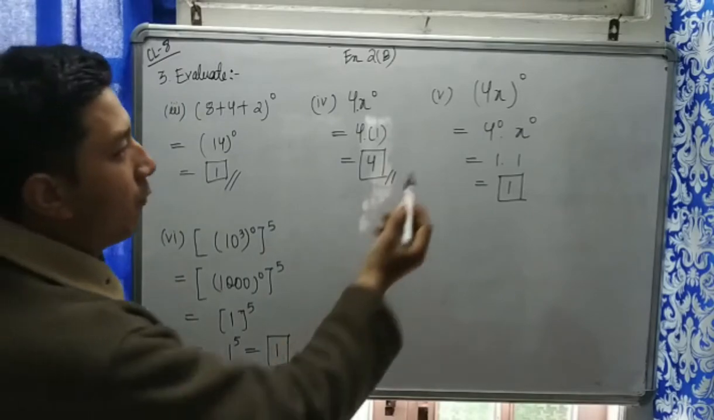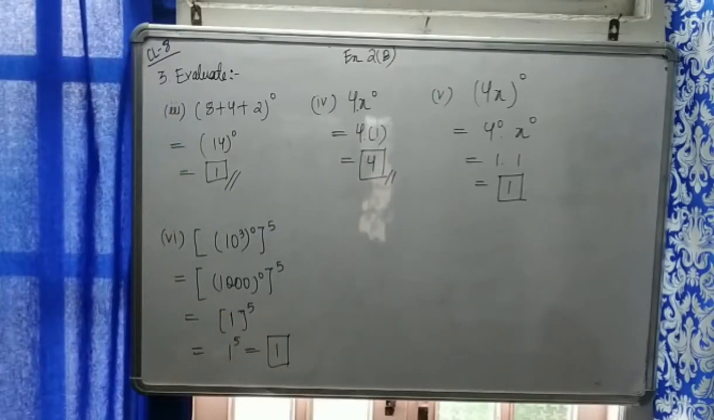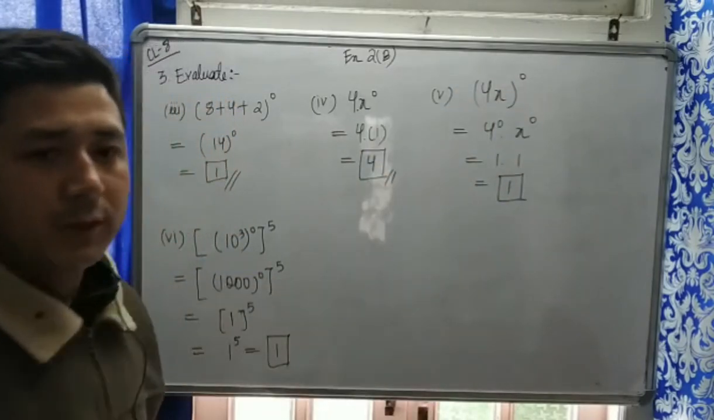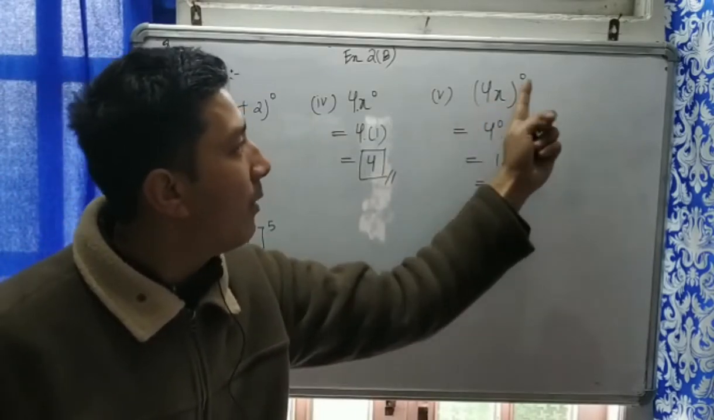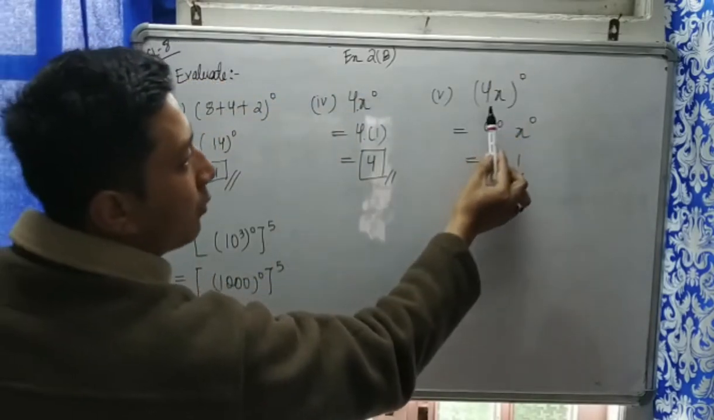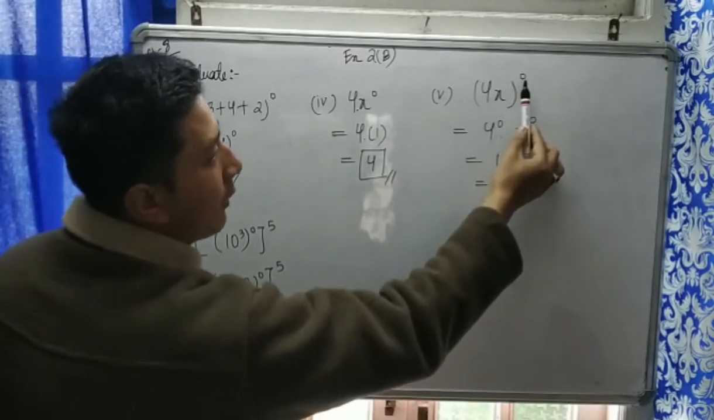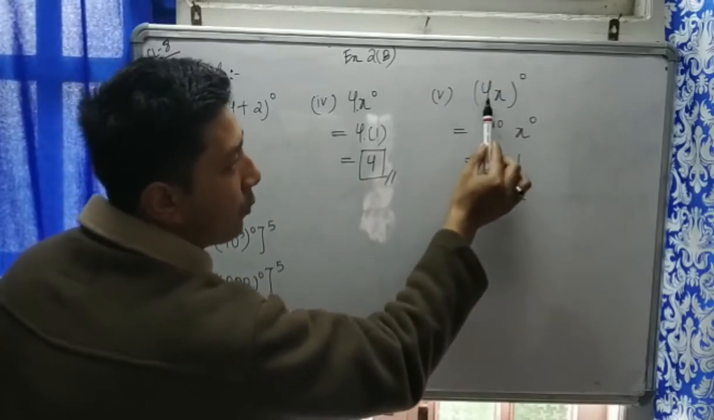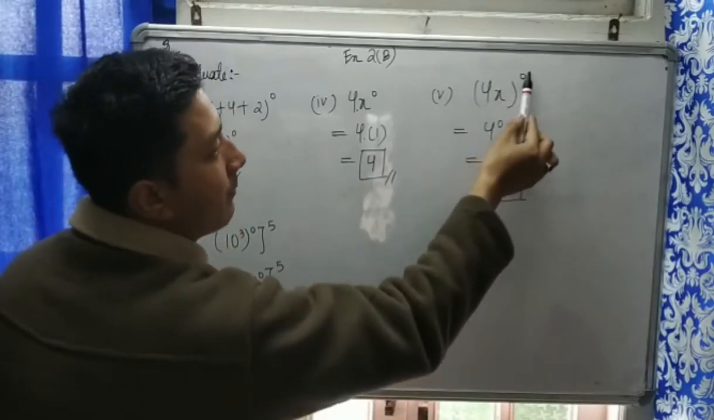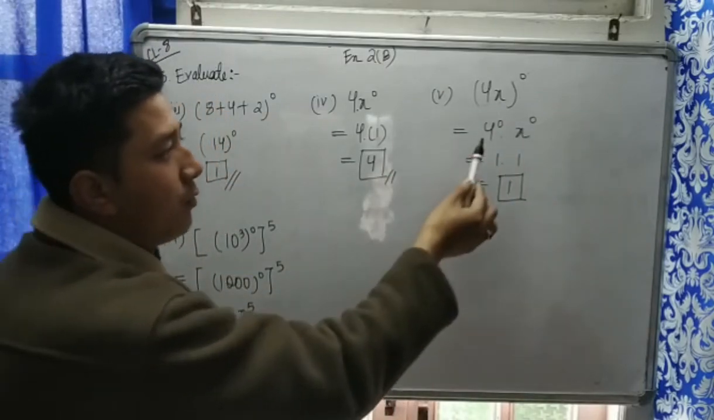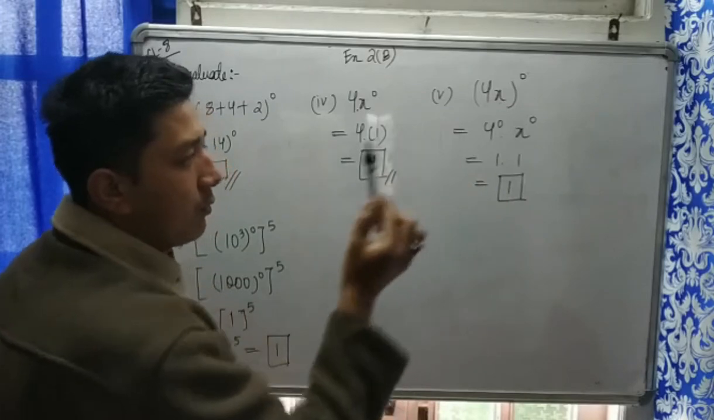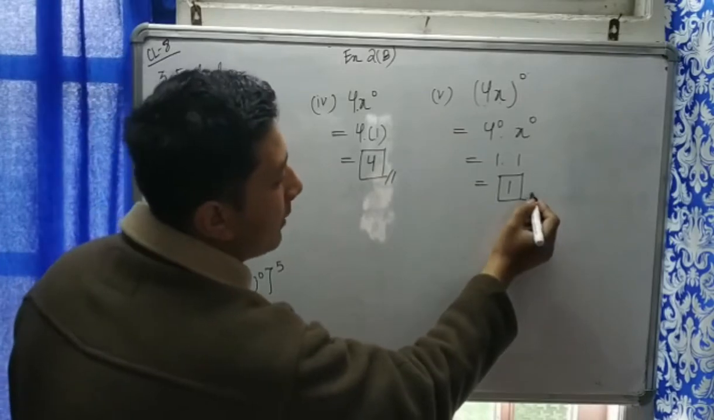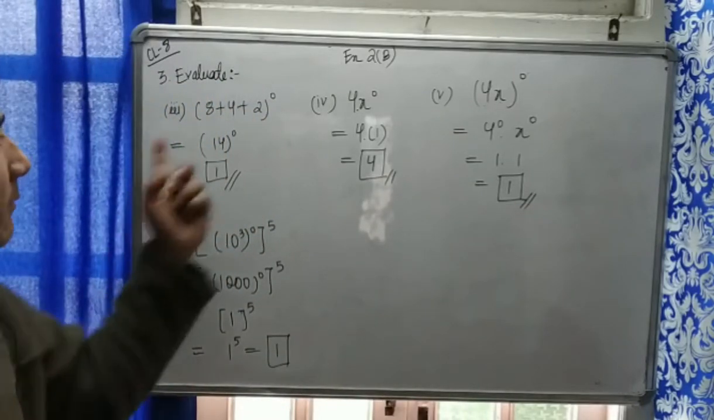Similarly, we move to part 5. In part 5 we have (4 into x) whole to the power 0. Remember that, (4 into x) whole to the power 0. Now this power 0 is for both 4 and x. So we can always use the power law. When I open the bracket, 4 to the power 0 into x to the power 0. 4 to the power 0 is 1. x to the power 0 is also equal to 1. 1 into 1 is always 1. So this is your part 5. These are very easy questions.